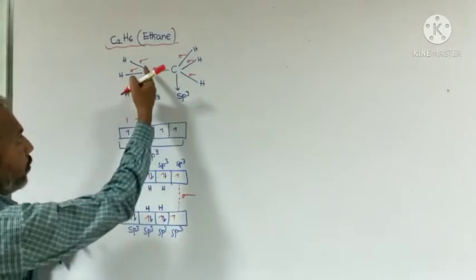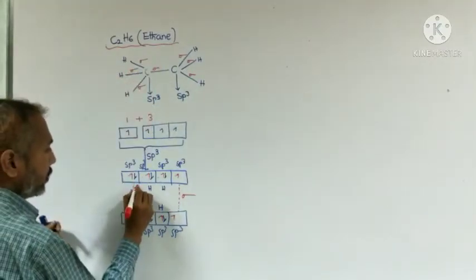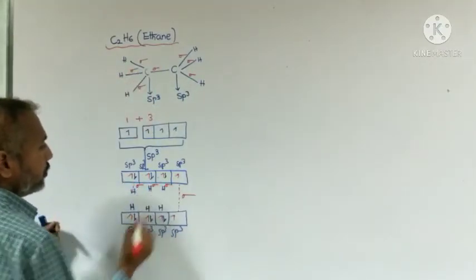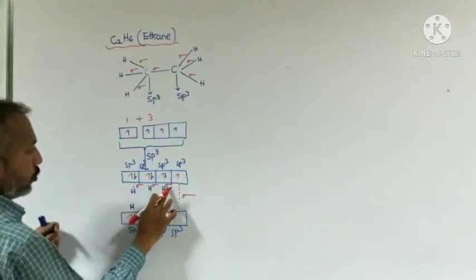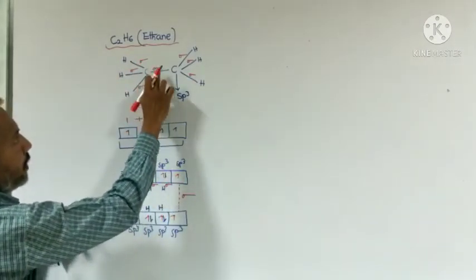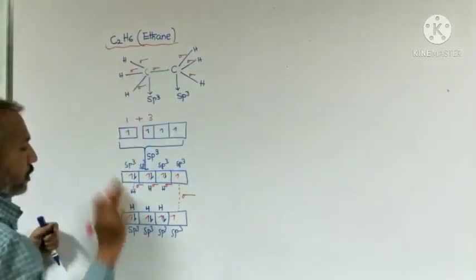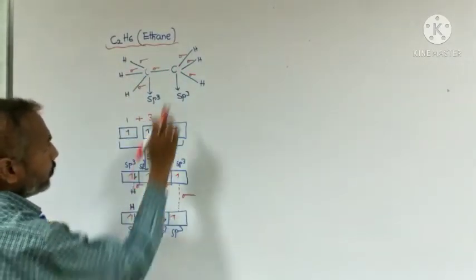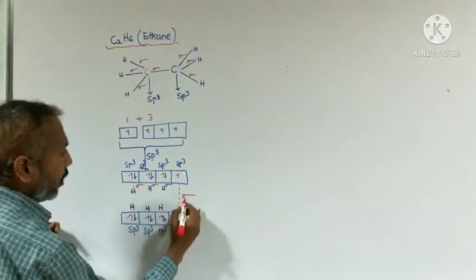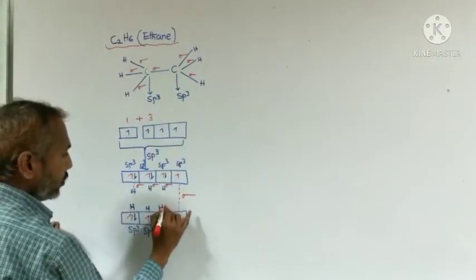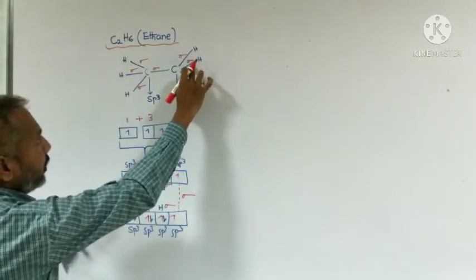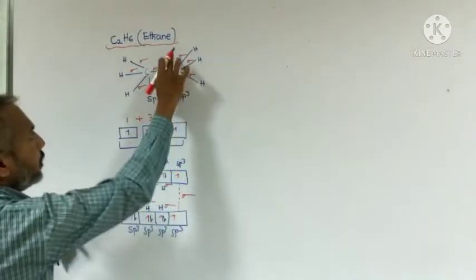So how many sigma bonds are there here? 1, 2, 3 sigma bonds with hydrogen, and 4 with the carbon. So this carbon contains 4 sigma bonds. Next, the C2 carbon: 1 sigma bond, 2, 3, and the fourth.